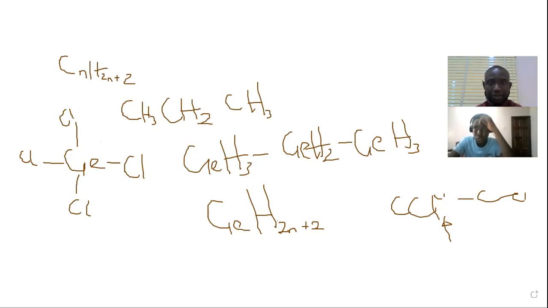Use O to represent an electron from a chlorine atom, and then use X to represent an electron from a germanium atom. Describe the structure of the giant covalent compound, germanium(IV) oxide.